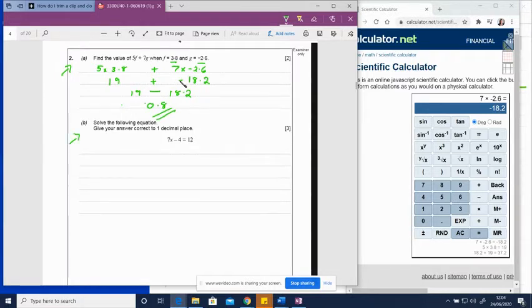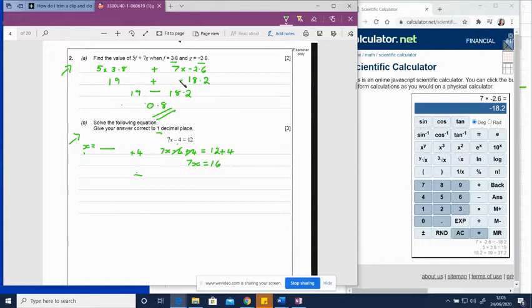Part B asks us to solve the equation, giving our answer correct to one decimal place. Now, solving equations means finding x is equal to something. So you need to get x on its own. So the first thing I'm going to do is get rid of that 4. I can get rid of that 4 by adding 4 to both sides. 7x minus 4 plus 4 is equal to 12, and then add the 4 that we added on the other side. Those two are 0, so that leaves 7x is equal to 12 and 4, which is 16.